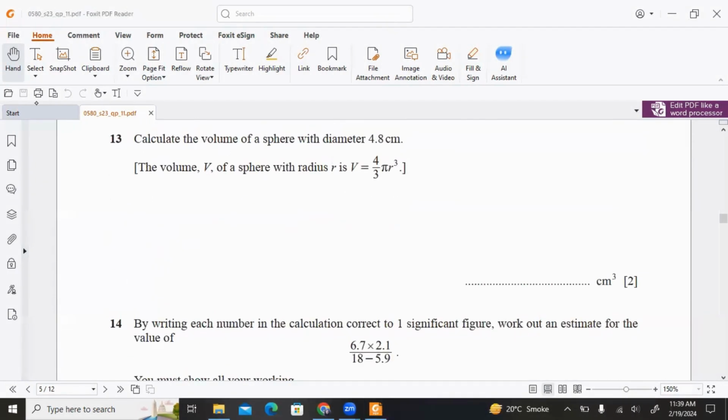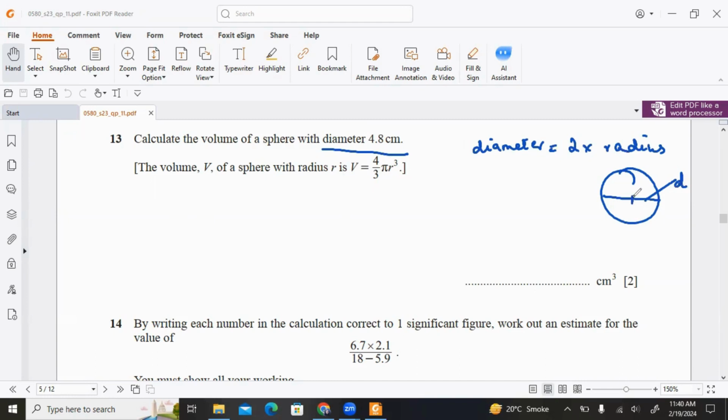Question 13 says, calculate the volume of a sphere with the diameter of 4.8. They've already identified the formula for the volume of a sphere, which is 4/3 pi r cubed. So what you need to remember is that diameter is basically twice the radius. You draw a circle. This entire line is your diameter, and half of it would be your radius. Since they've given us the diameter, we can identify the radius by dividing the diameter by 2.